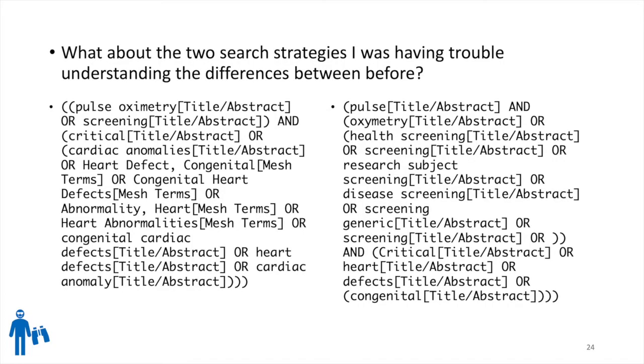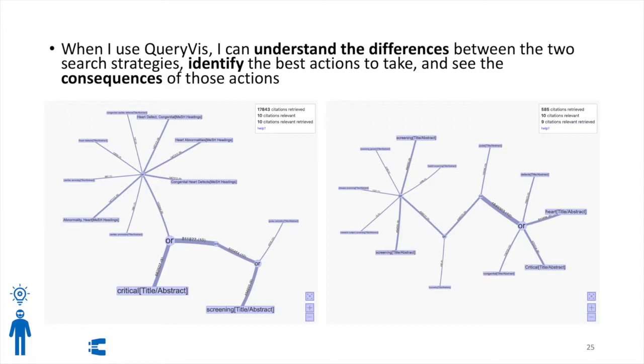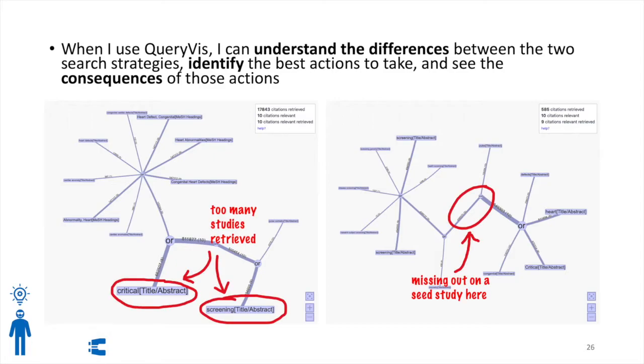What about the two search strategies I was having trouble understanding the differences between before? I'm still standing down there with my binoculars. When I visualize the two queries, I immediately can see the major differences between the two search strategies, identify the best actions to take, and immediately see the consequences of those actions. I can also dive into the details of the search strategy.